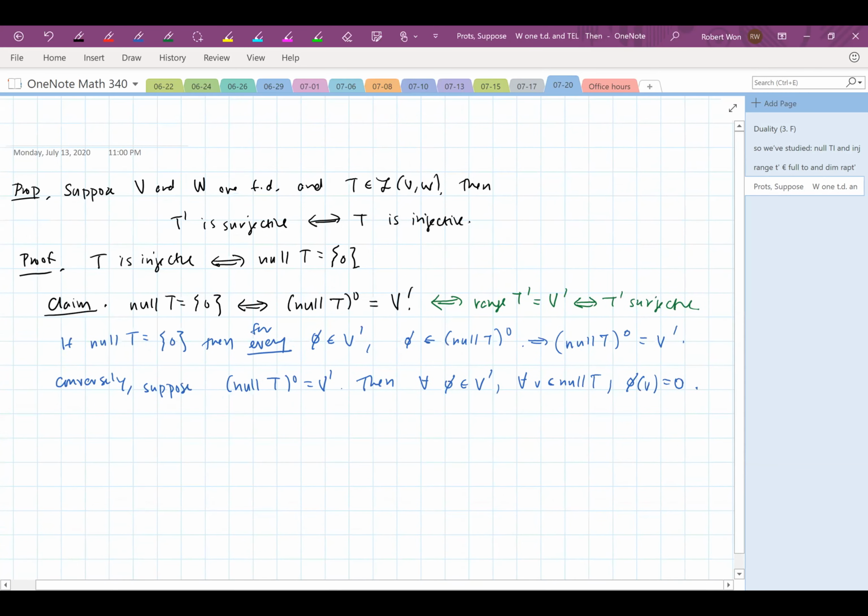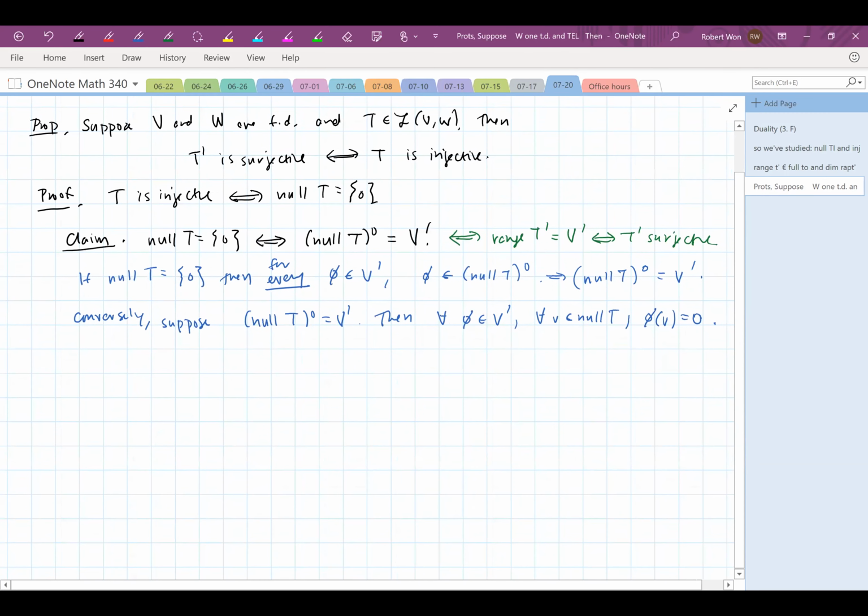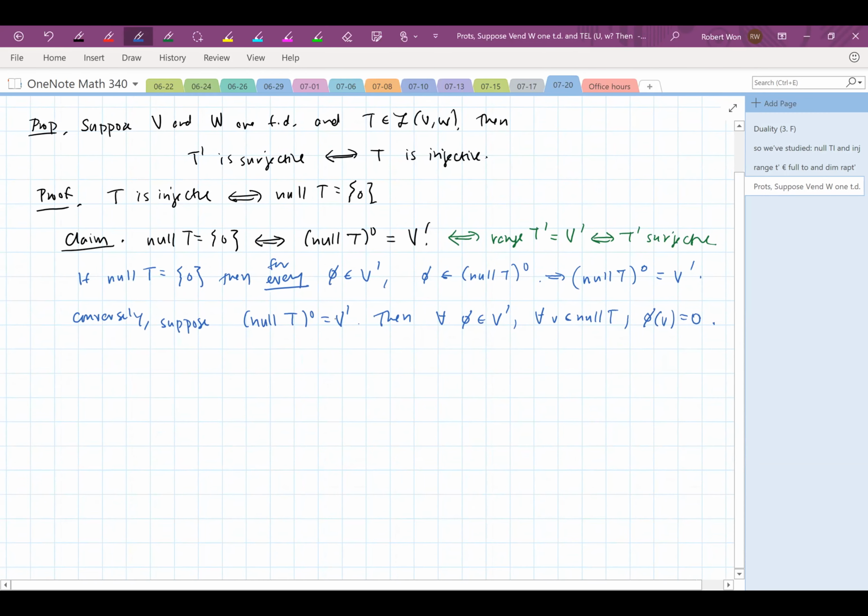I'm trying to show that if the annihilator of the null space is everything, then the null space is trivial. So let's suppose for contradiction the null space of T is not just trivial. Right? Then there exists a non-zero vector V in the null space of T.